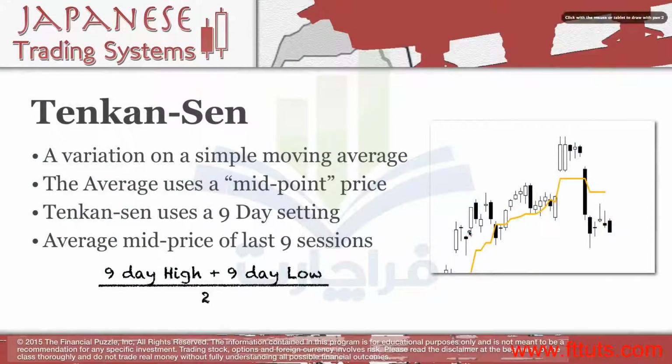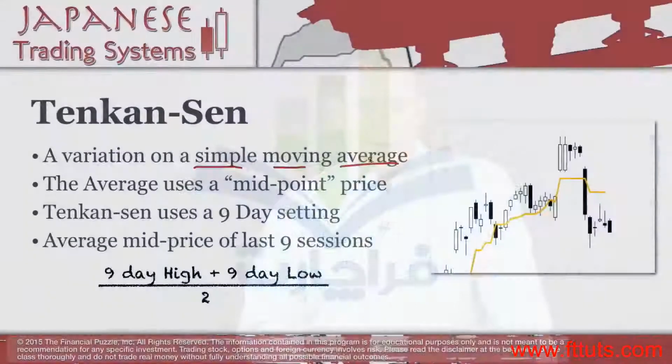With a Tenkan, this is a variation of a simple moving average. So I'm going to assume that you know what a simple moving average is, and it's the basic principle of the moving average, but there are some distinctions. One distinction that Ichimoku Sanjin created here is it uses a midpoint price. It does not take your typical average.